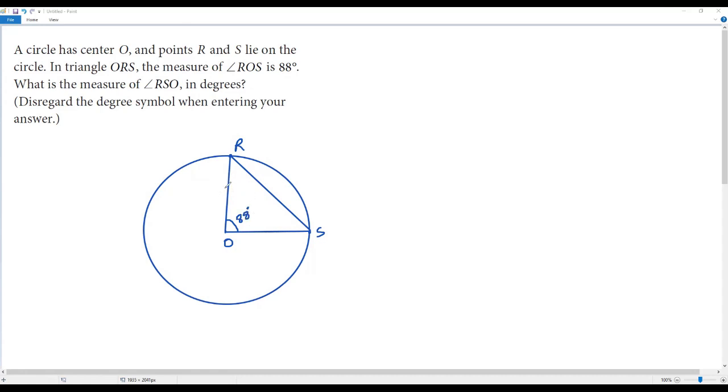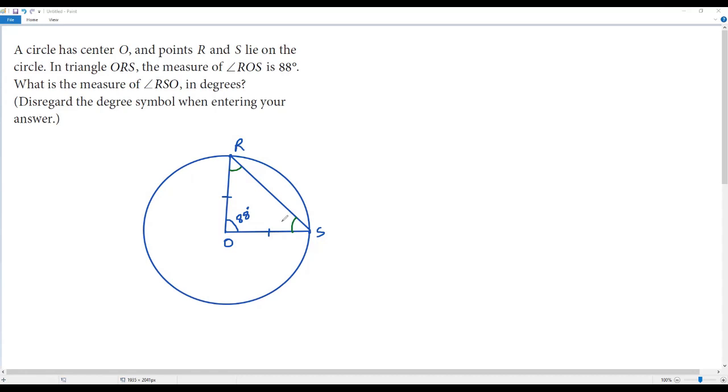And let's consider the two line segments OS and OR. Both of them are radii of the circle, so they must be equal in length. Now this triangle ORS is an isosceles triangle because two sides are equal in length. In an isosceles triangle, the two interior angles which are opposite to the sides of equal length must be equal in measure. So this interior angle and this interior angle, both of them are opposite to the sides of equal length. Then these two interior angles must be equal in measure.